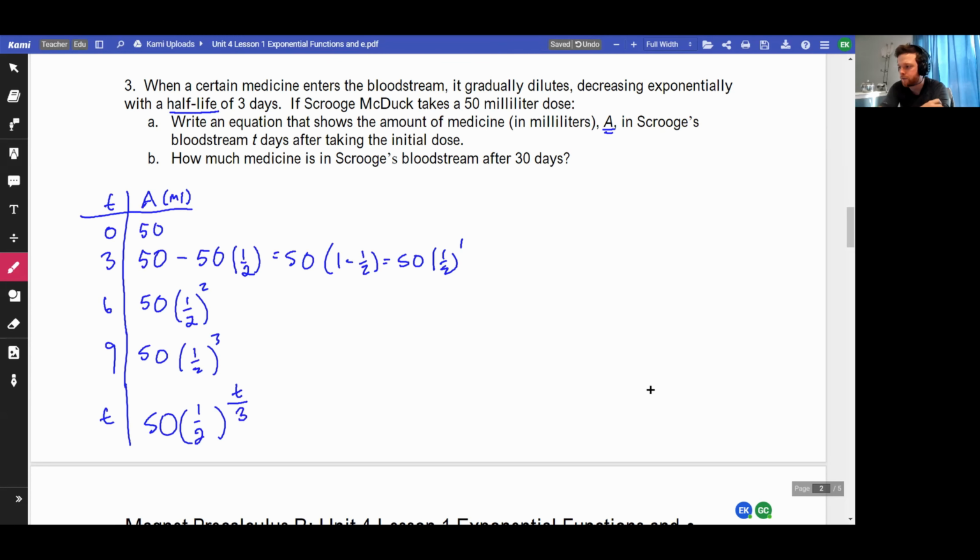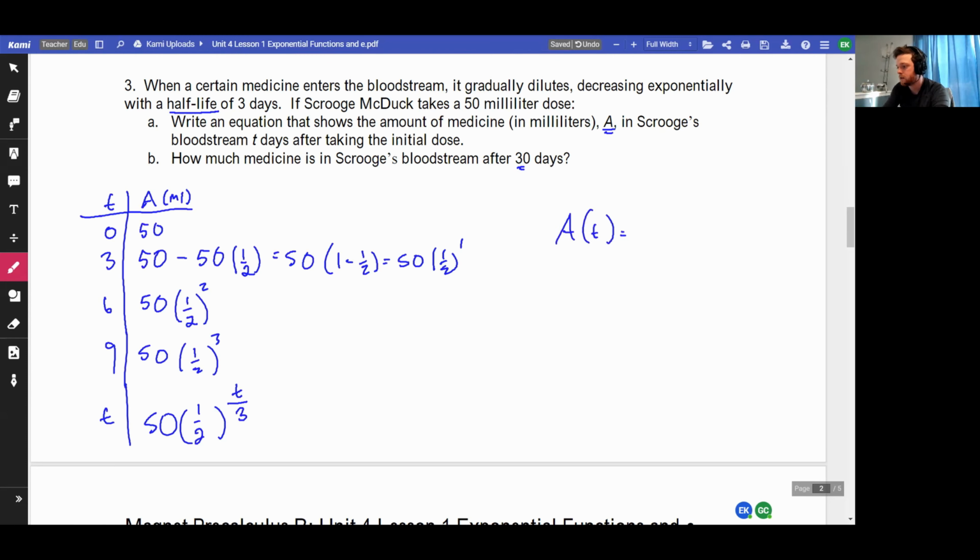And we can check ourselves, right? If we plug in 0, we get 0. If we plug in 3, we get 1. If we plug in 6, we get 2. If we plug in 9, we get 3. If we plug in 12, we're going to get 4. If we plug in 30, we should expect, with a half-life of 3, that we should have halved 10 times. And I believe this formula does the job.